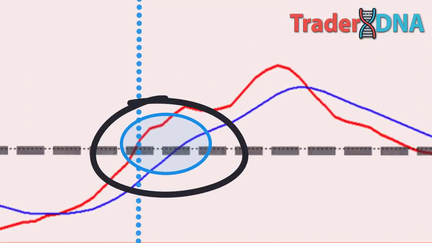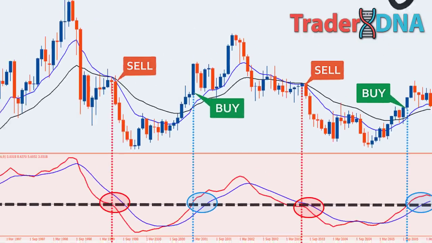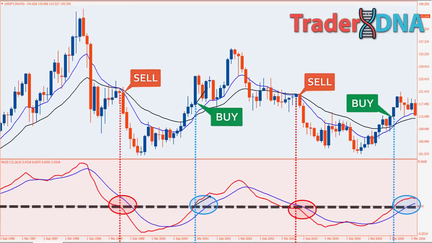MACD line above zero line. The MACD crossing above the zero line, from below, is often considered a bullish signal. In most cases, it indicates the upward momentum is building up, and that price of the underlying security is likely to increase significantly. The higher the MACD line is from the zero, the stronger the signal and the likelihood of price moving significantly higher. In this case, traders will look to enter long positions in anticipation of price appreciation.